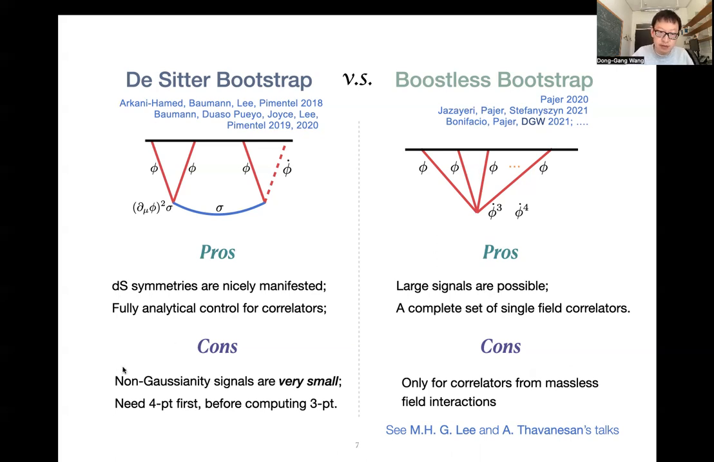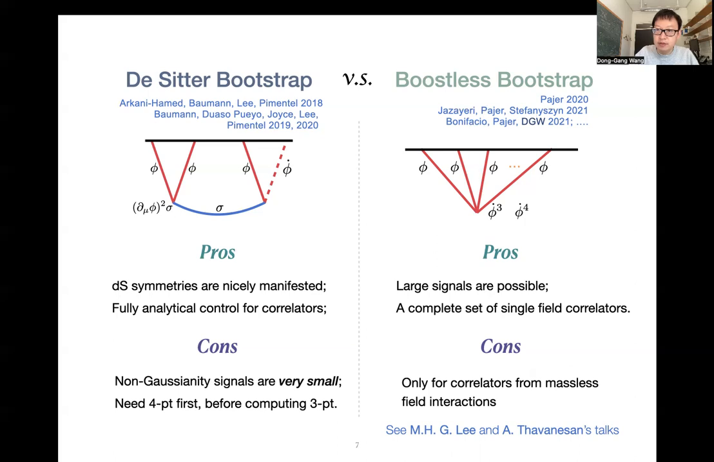The most important one is that at the end of the calculation, we found the non-Gaussianity signal generated in this de Sitter bootstrap is expected to be very small. And I will explain a bit later that the bispectrum generated here is a zero surprise. And another thing is that in this approach, we always need to compute the 4-point function first before we move on to compute the 3-point one. So it's kind of a quite complicated process.